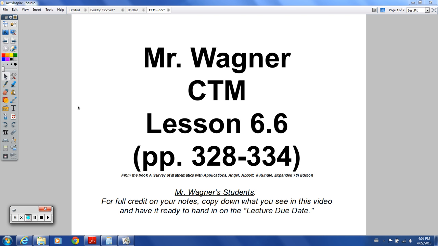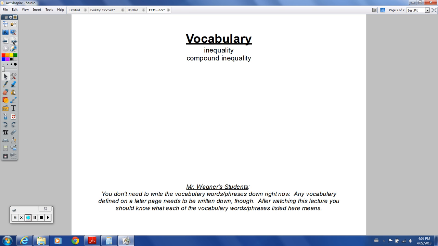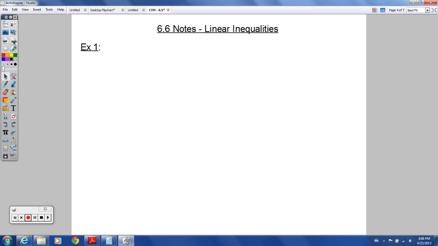We're going to be talking about linear inequalities now. We've talked about linear equations already, but inequalities are a little different. We've got these greater than or less than symbols, or less than or equal to, greater than or equal to. So you should know what these two things are by the time we're done with this lesson. And let's just hop right into some examples here.